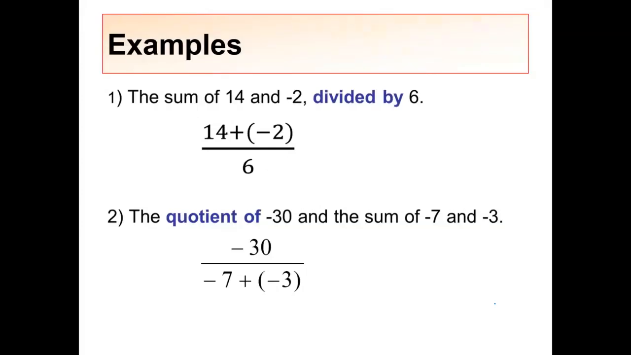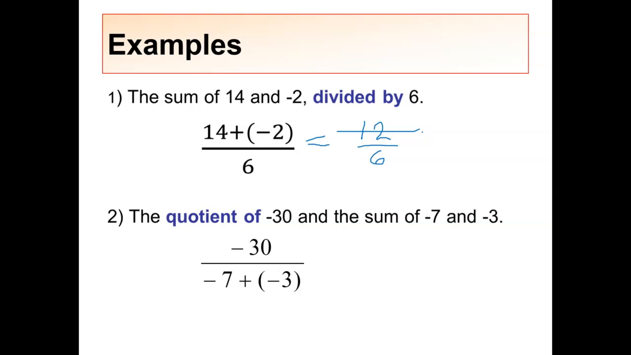The sum of 14 and negative 2 divided by 6. Now, whenever the words divided by are used, I prefer to use a fraction bar. So the sum 14 plus negative 2 goes on the numerator of a fraction bar and the 6 goes on the bottom. So if I have to simplify this, 14 plus negative 2 will be 12 on the top and then over 6.